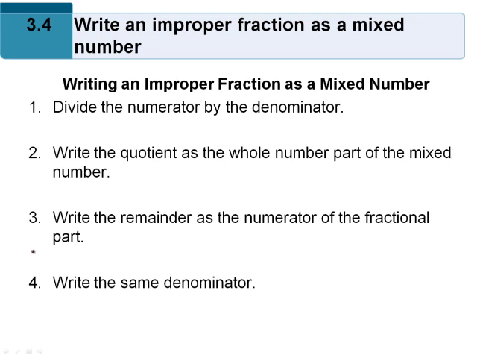The first step is to divide the numerator, remember that's the top number, by the denominator, the bottom number. Now, the quotient, that's the number at the top of your division when you get your answer, becomes the whole number part of your mixed number. And then the remainder of your division is going to be your numerator, and the denominator is going to be the same. So I'll show you how this works.